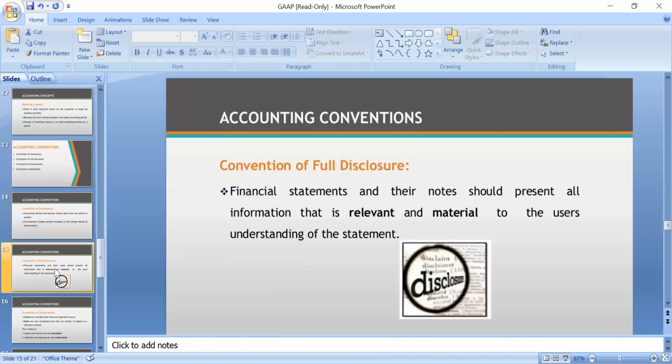The other convention is the convention of full disclosure. Financial statements and their notes should present all information that is related, relevant, and material to the user's understanding of the statement. Convention of full disclosure means that there is 100% disclosure of facts, right? Everything which is relevant and material to the users, you must present that information to the users, which is relevant and material to the business stakeholders.